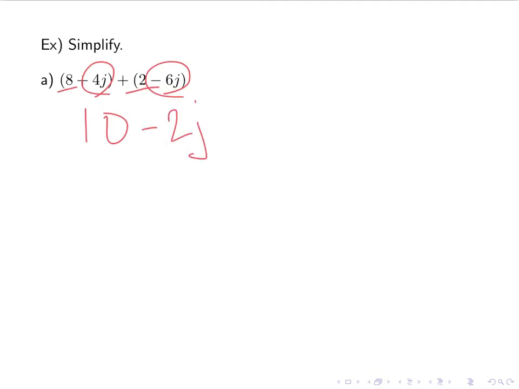So let's do a little bit more with all the operations. So 8 plus 4j plus 2 minus 6j. So again, I don't need any of those parentheses, and I'm just going to combine like terms. So 8 plus 2 will give me 10. 4j minus 6j will give me a negative 2j.